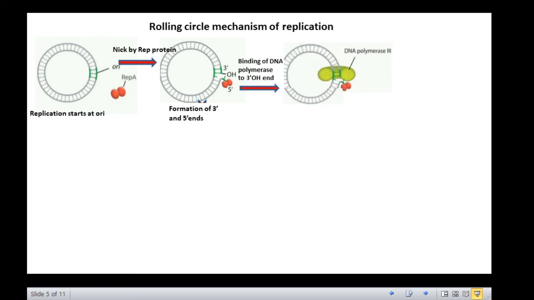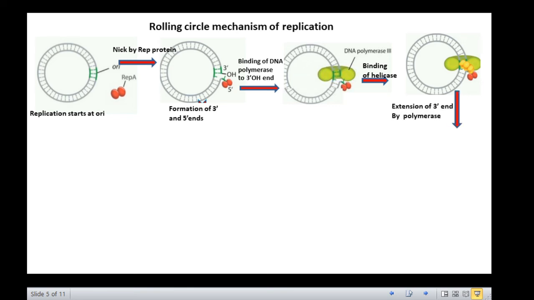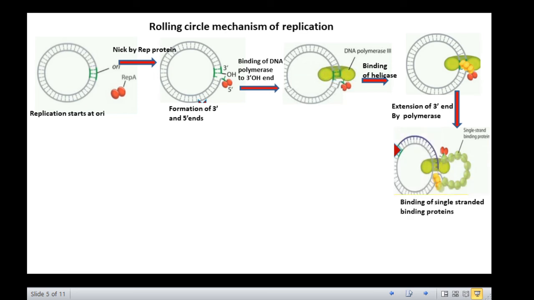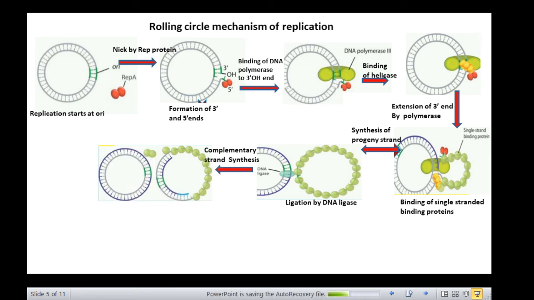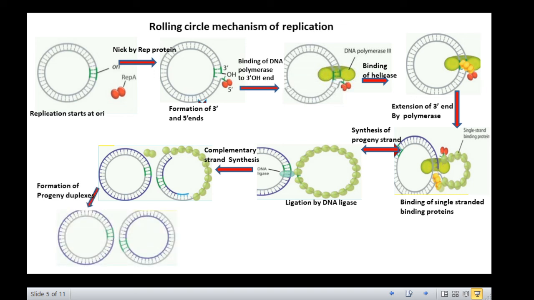The DNA polymerase binds to the 3' OH end, followed by the binding of helicase, the unwinding enzyme. The polymerase adds nucleotides to the 3' end by reading the intact strand as the template. The 3' end is extended, to which the single-stranded binding proteins bind, and the template appears to be rolling. As the new progeny strand gets synthesized, the nicked parental strand is displaced. When one unit length is replicated completely, the ends are ligated by DNA ligase to form a circular molecule. Complementary strand synthesis of this single-stranded DNA circle takes place to form the double-stranded DNA progeny duplexes.